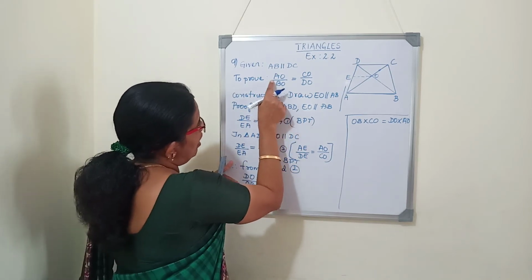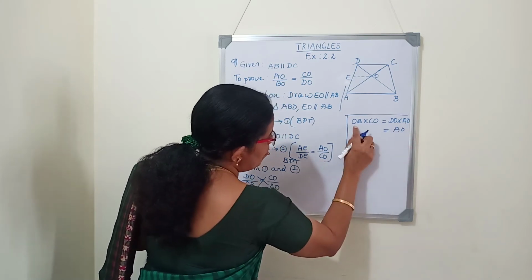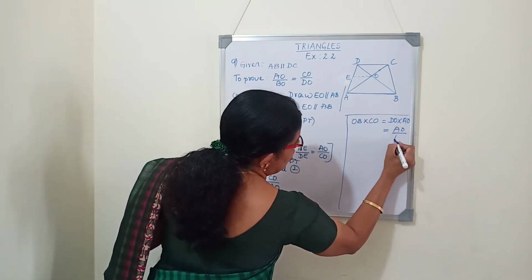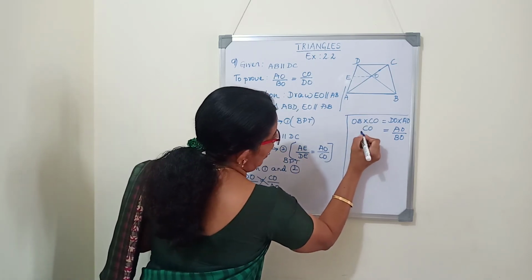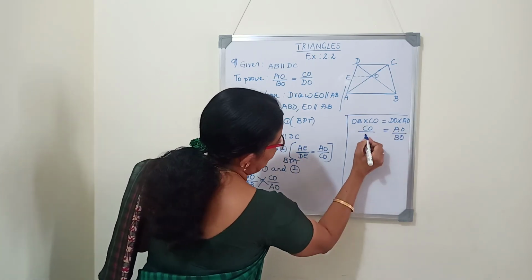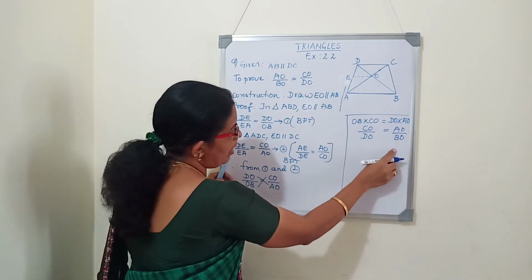So we want AO by BO. So AO I'll write as it is, bring BO down. And on the left side CO is remaining, CO as it is, and we will bring DO down. See, we got the answer: CO by DO equals AO by BO.